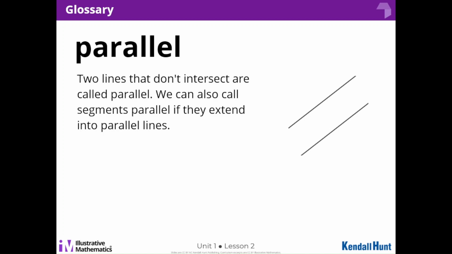And our last glossary term for this lesson will be parallel. Parallel lines is when you have 2 or more lines that will never intersect. They'll never cross each other. And so you see an example here on the screen. Those 2 lines they've provided will run side by side in both directions to infinity, and they will never actually touch each other.